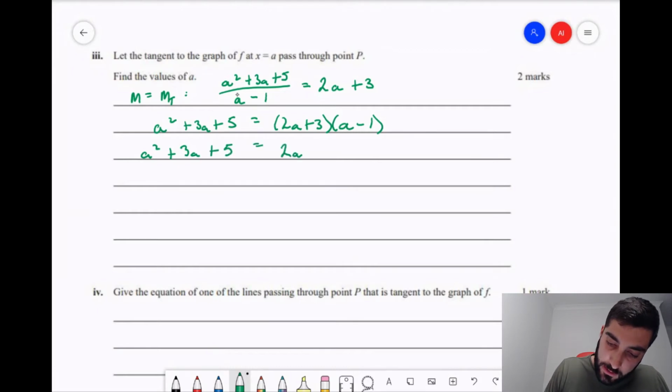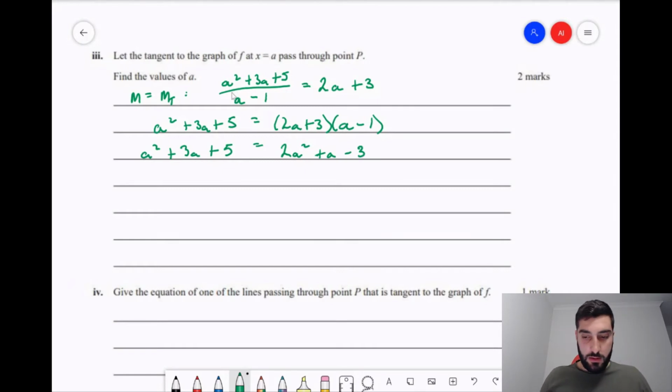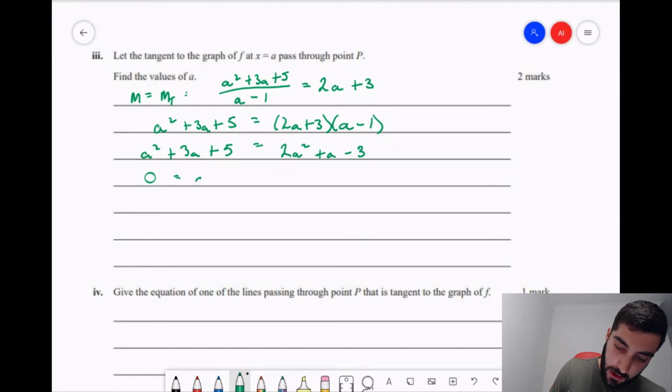We'll have 2a squared plus 3a minus 2a, which I think should be just plus a, minus 3. Have I done that right so far? I think so. Next, I'm going to take everything over to the one side, and we'll have 0 on the other side. So if I subtract from the left hand side everything, we'll have a squared, a minus 3a is minus 2a squared, we have minus 3 minus 5 is minus 8. Then hopefully you guys are able to factorize that nice and straightforward.